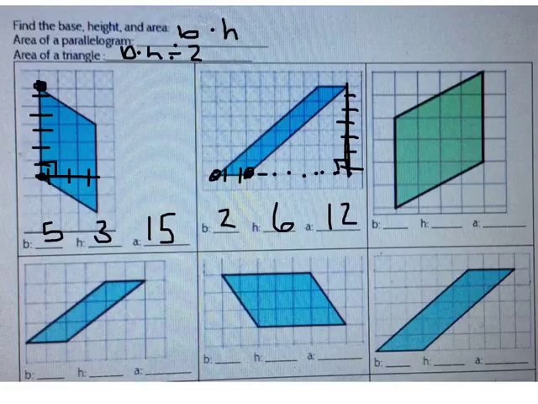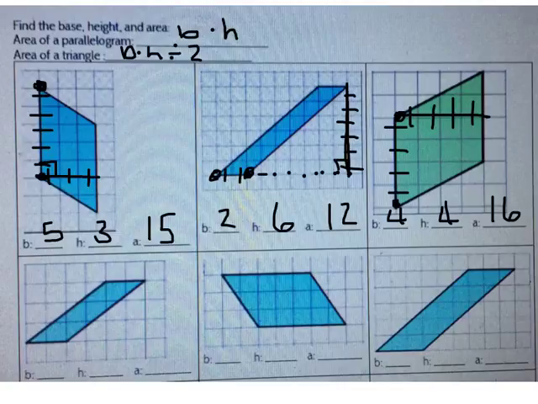Now you try one. Find the base, height, and area of the green parallelogram. The base is 4, the height is 4, and the area is 16. Remember, I don't count slanted lines. I have to draw my height at a 90-degree angle.